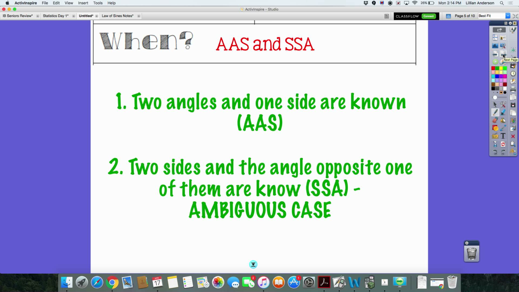Okay. So when do you use law of signs? Well, you use law of signs in these two particular situations. That's when you know two angles and one side. That's angle, angle, side. Or side, side, angle. That's when you know two sides and an angle opposite of one of the sides you know. Side, angle, side is for a different law.